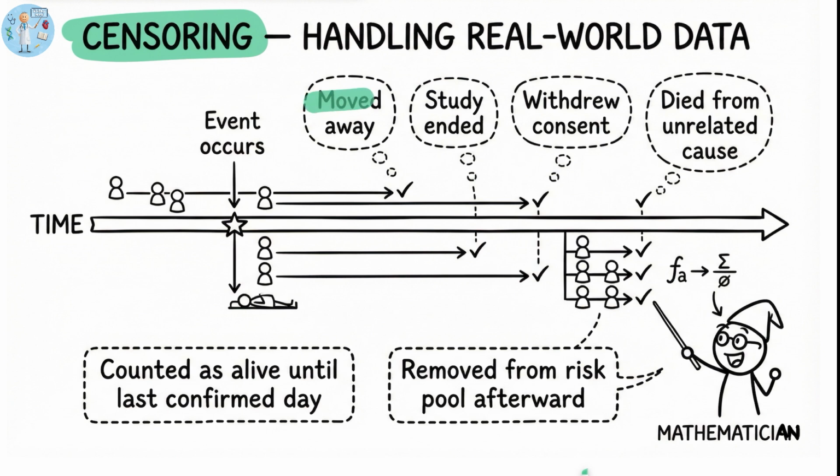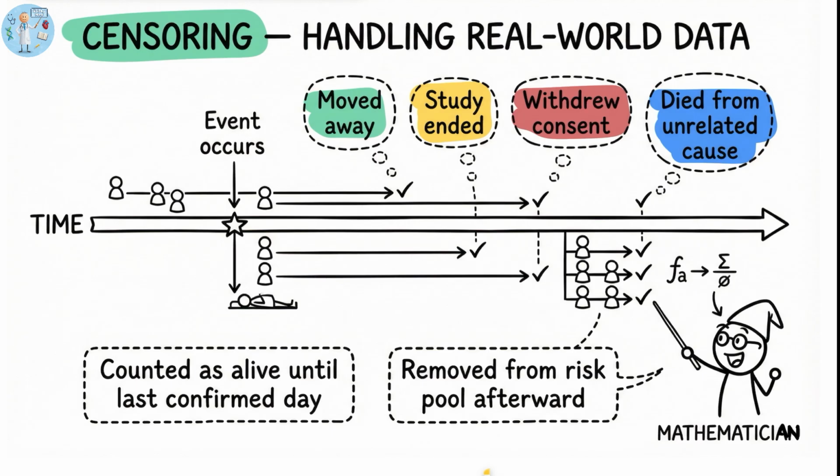So, like, they move away and you can't contact them anymore. That's one. Or the study just ends and they're still alive. That's another. Or they withdraw their consent. Or, and this is important, they die from something completely unrelated. Like a car accident? A car accident, a stroke. If you're tracking cancer progression, you can't count that as a cancer event.